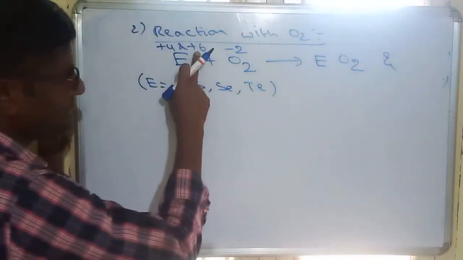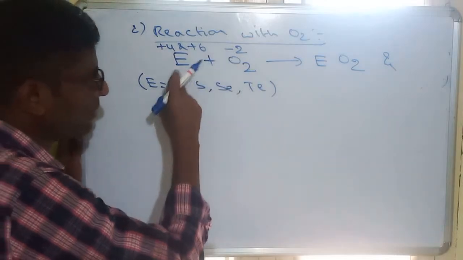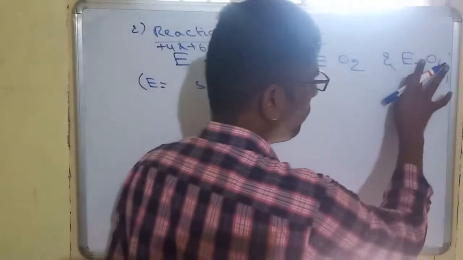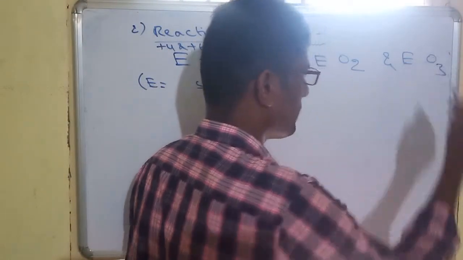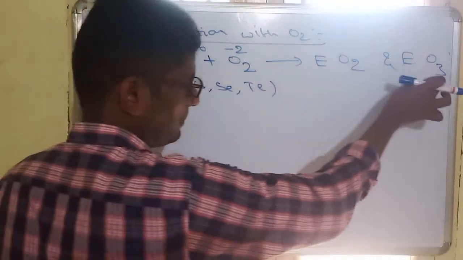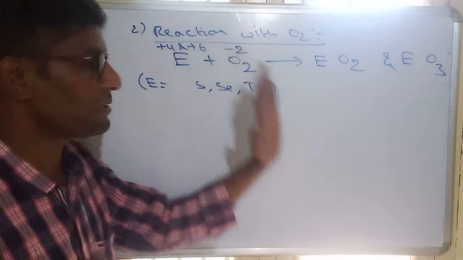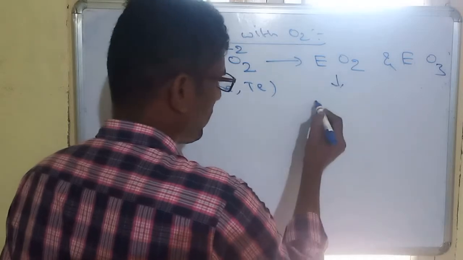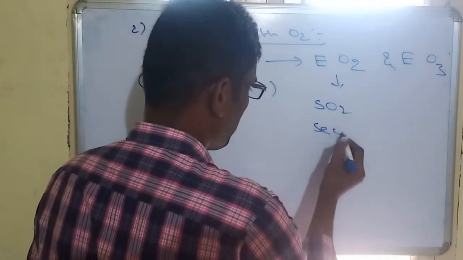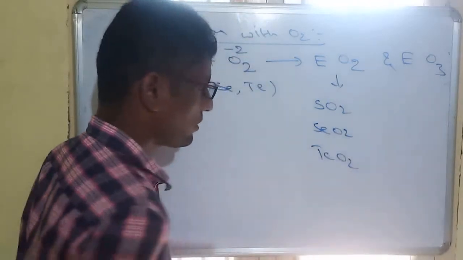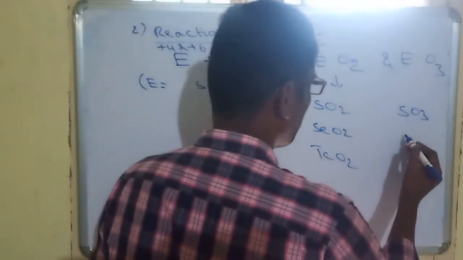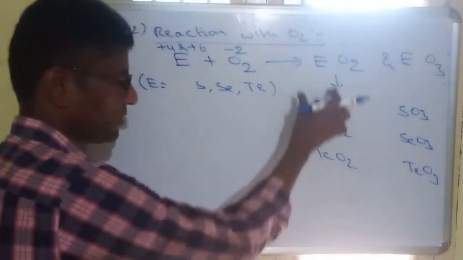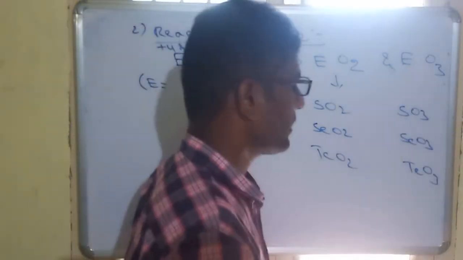And when +6 is reacting, 6 will come here, 2 will come here. The product will be E2O6, and its empirical formula will be EO3. So this is the dioxide, this is the trioxide. 16th group elements combined with oxygen produce dioxides and trioxides. So EO2 can be sulfur dioxide, selenium dioxide, tellurium dioxide. EO3 can be SO3, SeO3, TeO3, etc. So these are dioxides and these are trioxides.